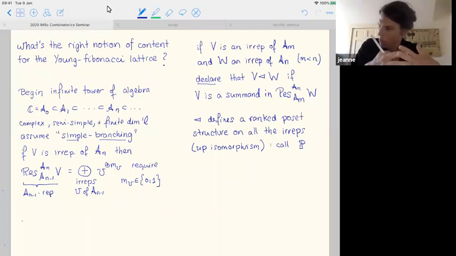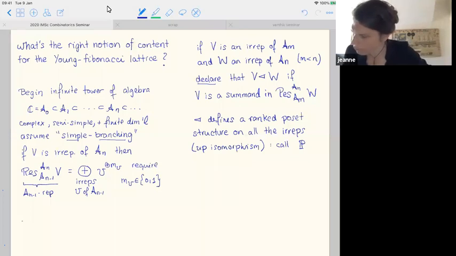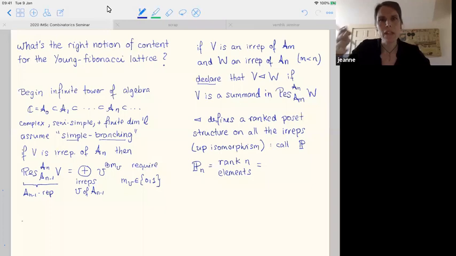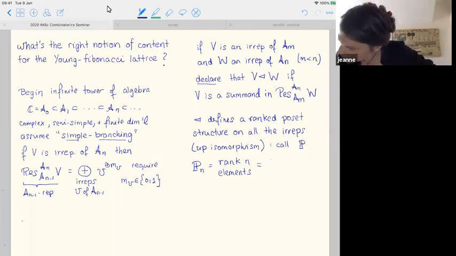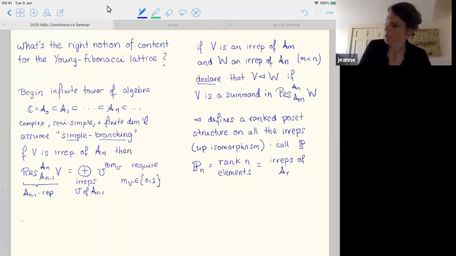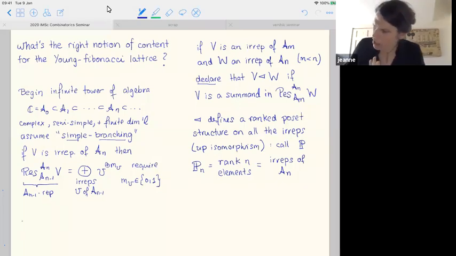All right. And the piece that's living at level n, the rank n, we'll denote P_n. So these are the rank n elements. These are precisely the equivalence classes of the irreps of the nth algebra, so these are the irreps of A_n. Okay. And well, actually, this ordering we could do even without the simple branching requirement.